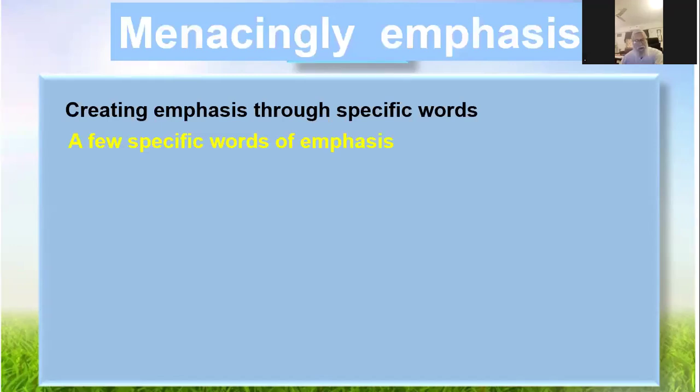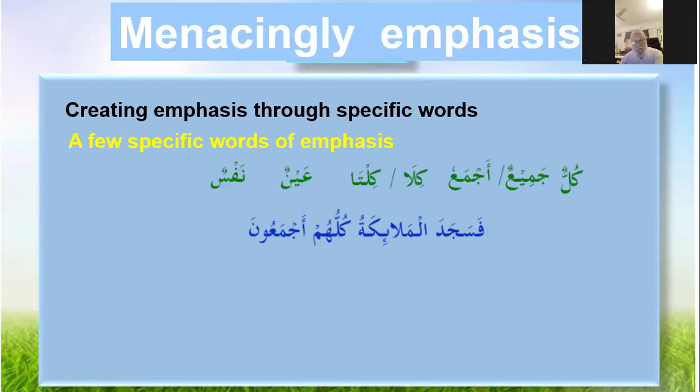A few specific words of the emphasis are kullun, jami'un, ajma'u, kila, kilta, 'aynun, nafsun. They all are used for the emphasis. فَسَجَدَ الْمَلَائِكَةُ كُلُّهُمْ أَجْمَعُونَ. Kulluhum, and ajma'un is coming for the plural and giving the same meaning as kulluhum. Ja'a talibani kilahuma. Kilahuma again showing the dual, as talibani is also showing the dual. So the meaning is the same.